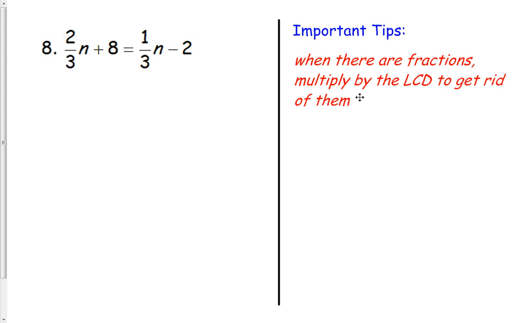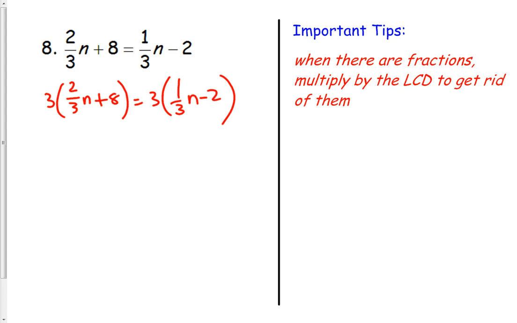Well, in this case, that's easy. That's simply just 3. So what I do is I multiply both sides by 3. In doing this, you distribute the 3, and when you multiply fractions by their least common denominator, typically you're going to be able to get rid of the denominators. In this case, it's very simple. The denominators simply cancel out, so I get 2n plus 24. Distribute here. This is just going to cancel as well, and that's just going to give me 1n minus 3 times -2, which is 6.